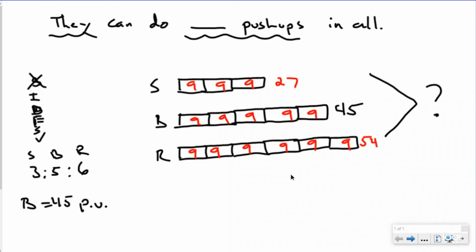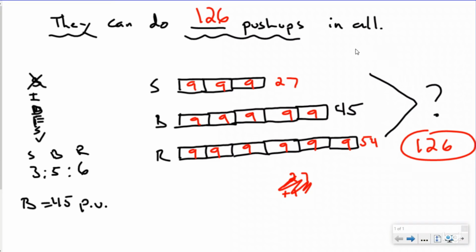And when you add these up, you're going to get 27 plus, you know what? You can probably add those up. If you're doing challenge math, you can probably add. And the total amount of push-ups that everybody could do, keeping this ratio, was 126 push-ups in all, if Mr. Butler could do 45, right?